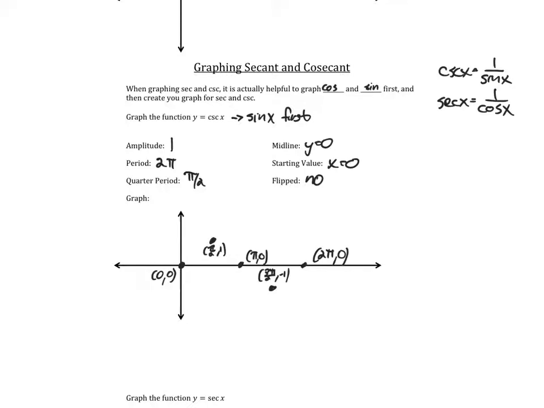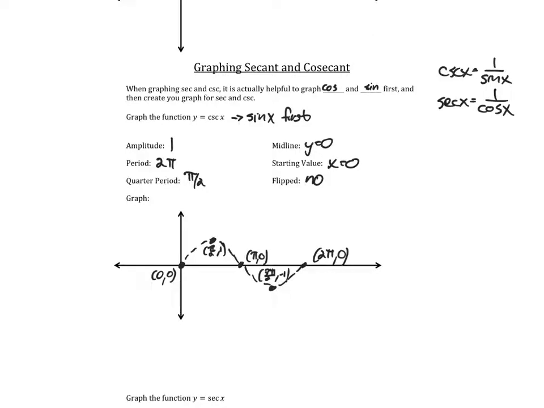And this is not my actual graph here. So since it's not my actual graph, I'm going to make it dotted to indicate that it's really not the answer I'm giving. In fact, if you have a different color, you can use it. I'm going to switch to red to make it clear that my red graph is my cosecant graph. But all I did was graph sine first.